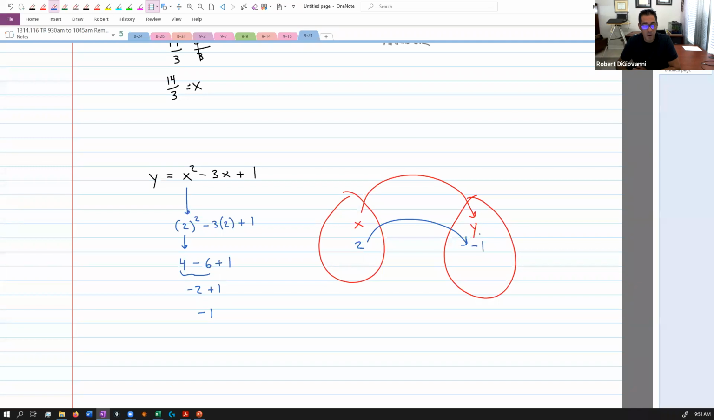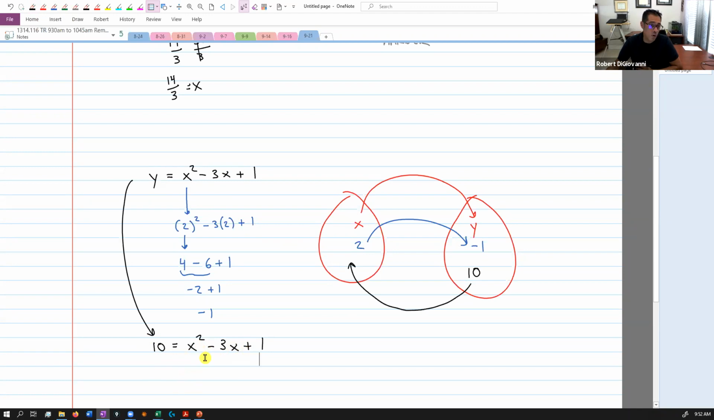What if I give you a y? What if I tell you y is, I don't know, I'm just gonna make it up, 10? Are you gonna be able to tell me what x gives you that? So if you take this equation and replace the y with 10, that is going to be very difficult for us to do.